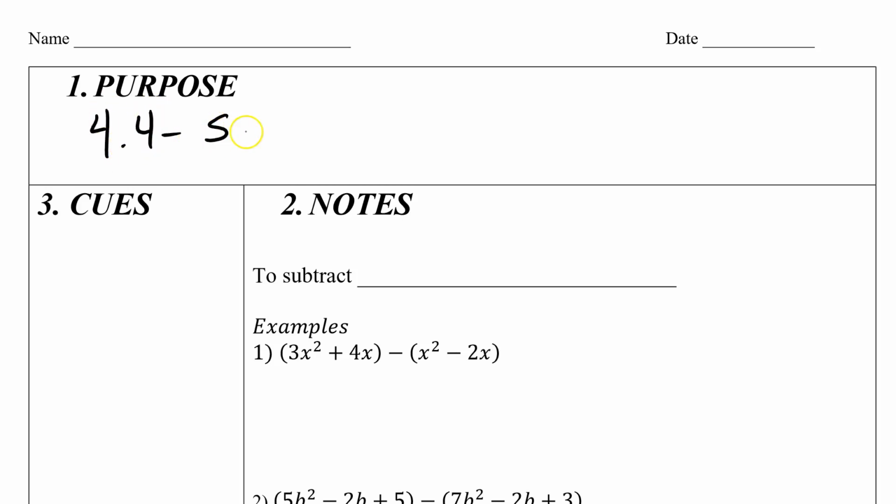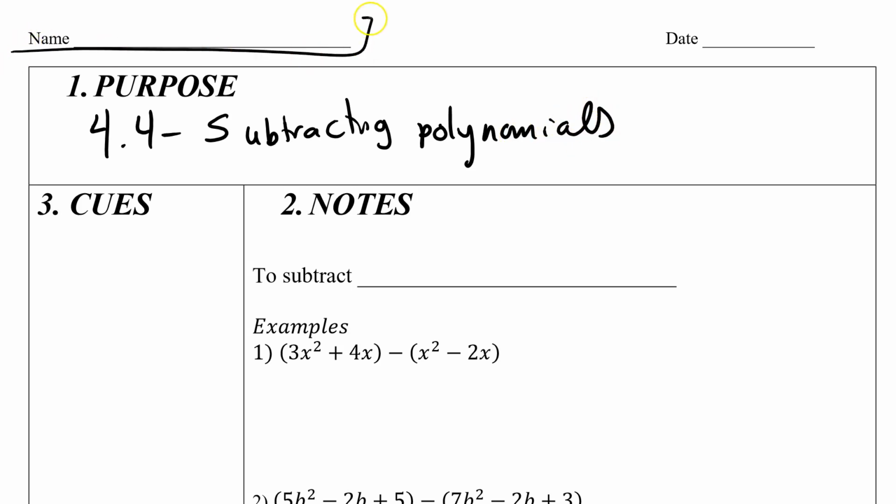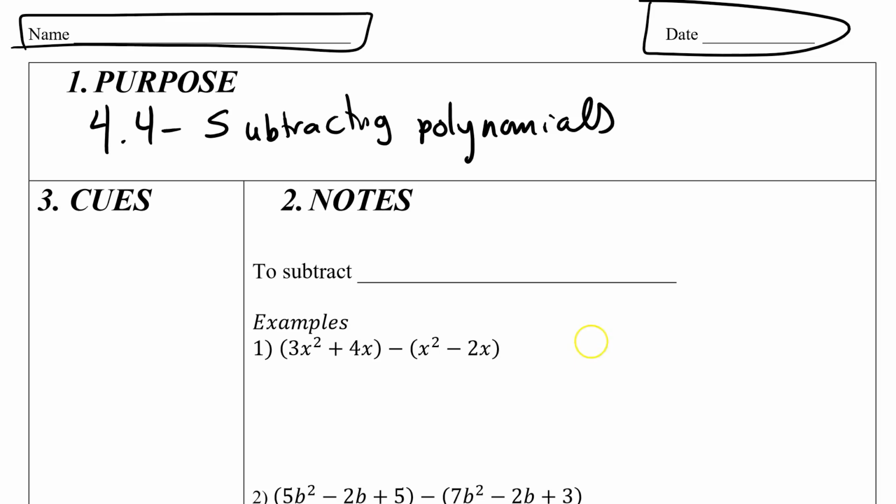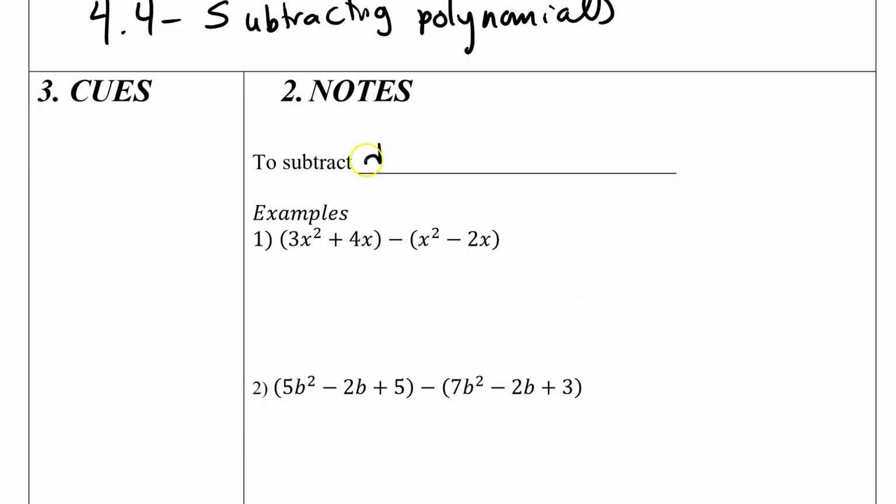4.4, subtracting polynomials. Make sure that you put in your name to organize your notes, and make sure that you also put on the date. So basically, subtracting polynomials is the same thing as you've been doing with collecting like terms and adding polynomials, but to subtract, you must distribute the negative.